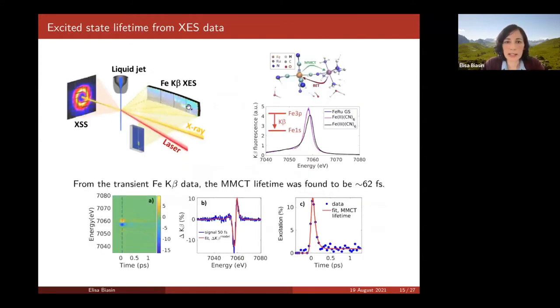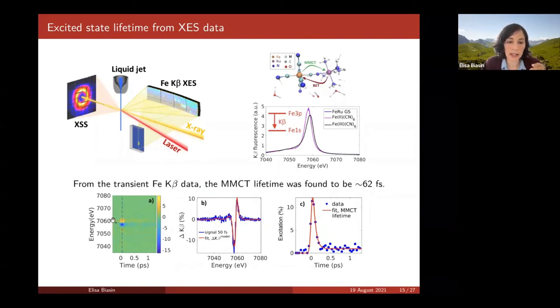So by starting from scattering and the K beta, we utilized the analysis of the K beta data to give us measurements of the metal to metal charge transfer transition lifetime. And that's because the iron K beta line is sensitive to the oxidation state of the iron. You can see here the difference in K beta fluorescence between the two model complexes, an iron 2 and an iron 3 hexacyanide. So we have a shift as a function of the oxidation state.